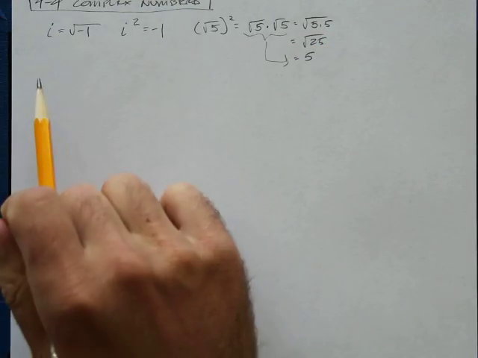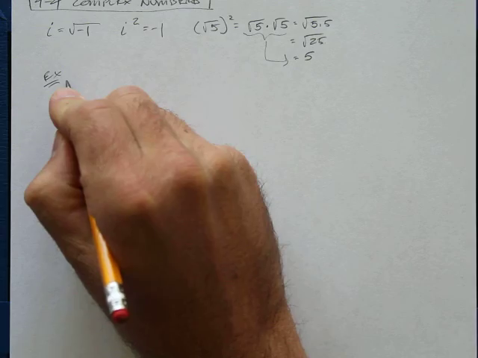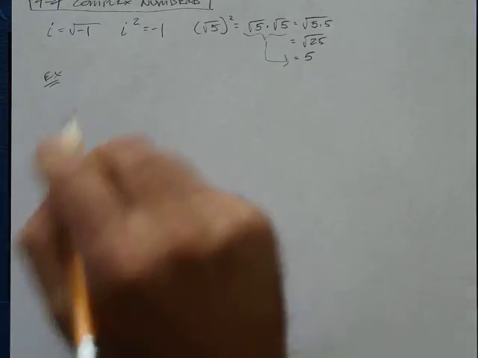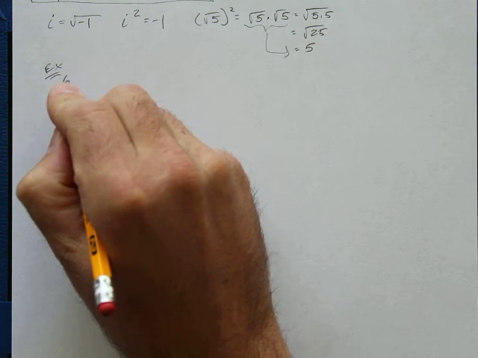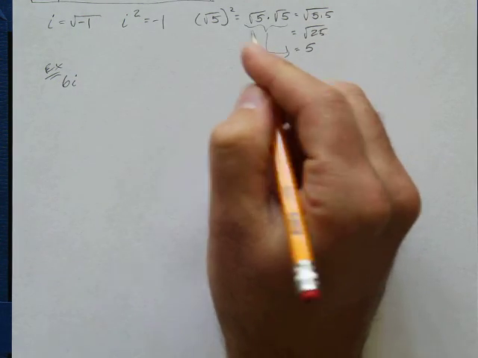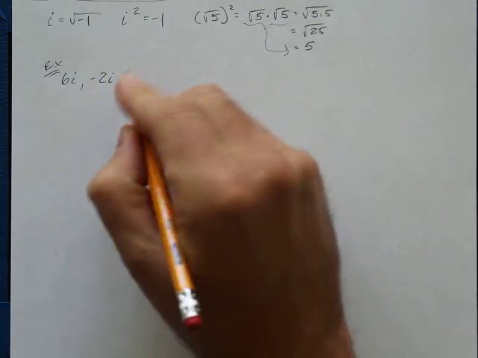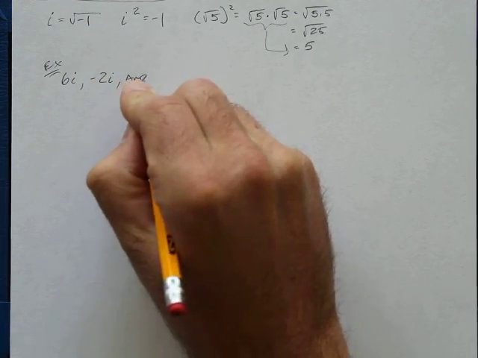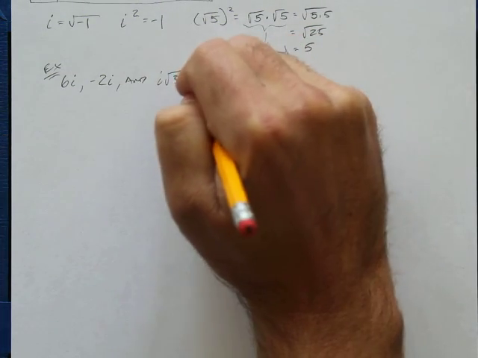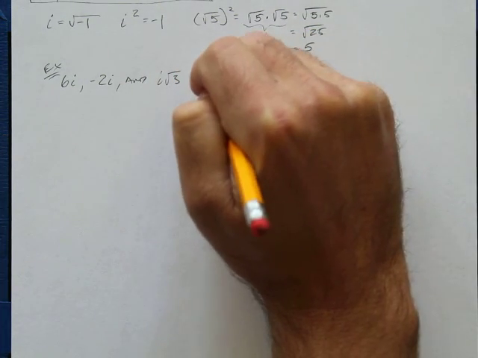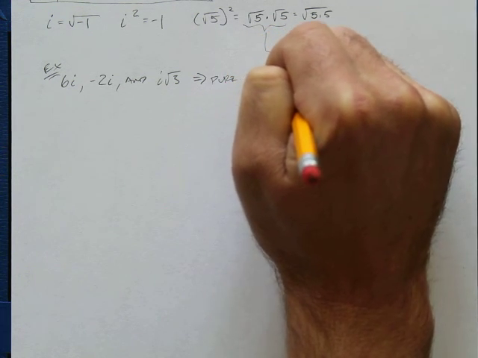Now, here is another example of what you might see as imaginary numbers. So you might see 6i, that's an imaginary number, -2i, and i times the square root of -3. So these are all pure imaginary numbers.